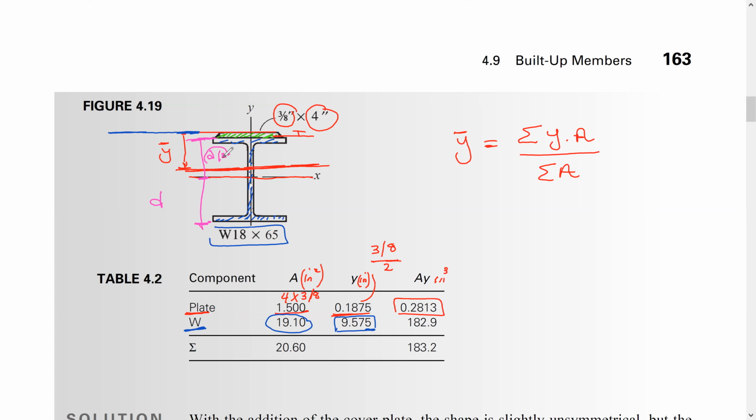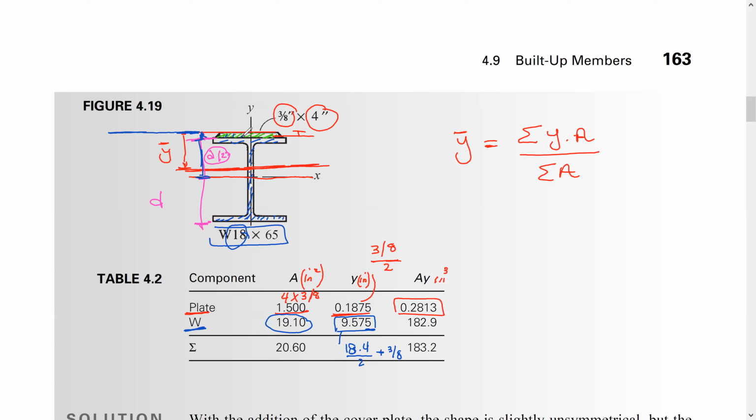But we need this distance plus this distance, okay, which is the thickness of the cover plate. So this one here is going to be 18.4 divided by 2. 18.4 is the depth of this cross section. If you go to the manual, you will get it. 18.4 divided by 2 to come up with this distance, which is d over 2, plus 3/8, which is the thickness of the plate.